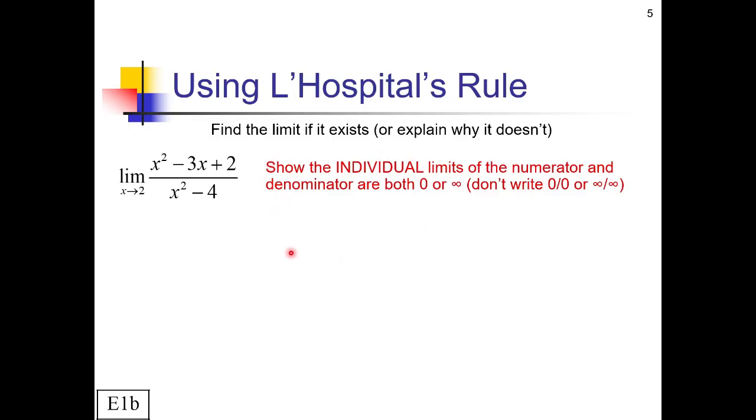So let's do one limit of our numerator first, as x approaches 2 of x squared minus 3x plus 2.